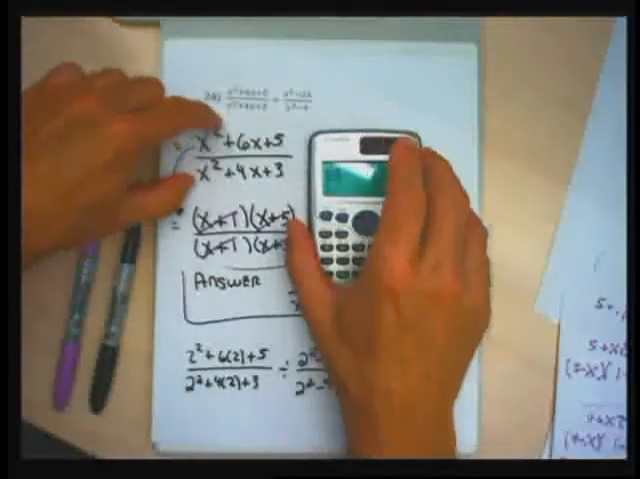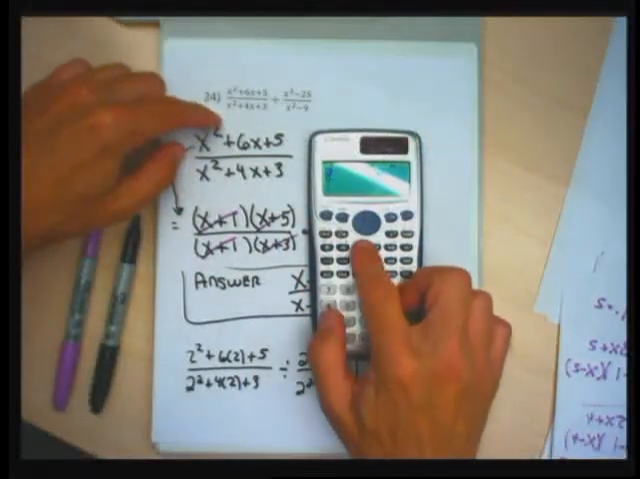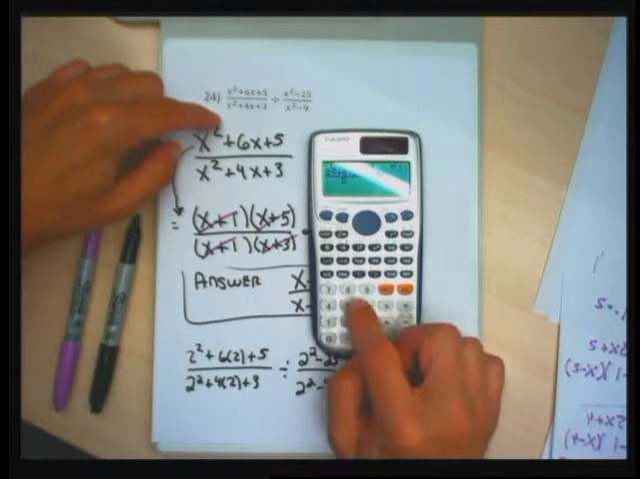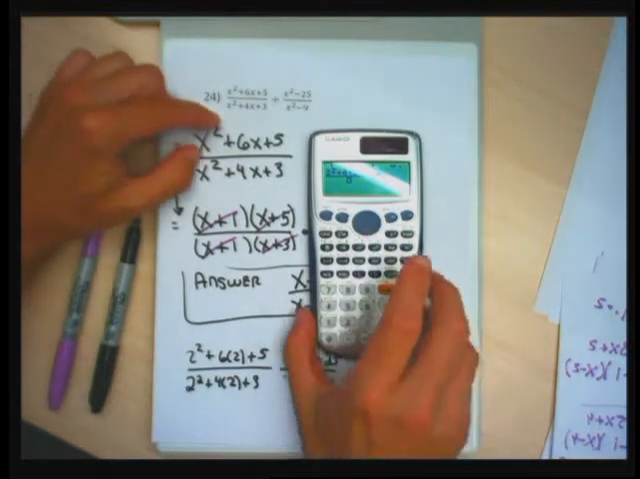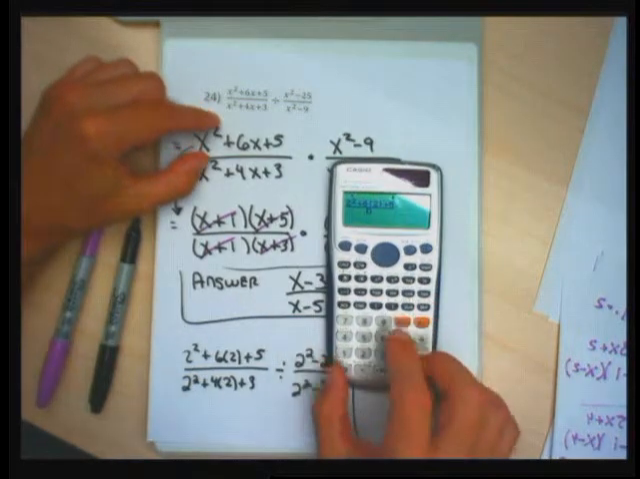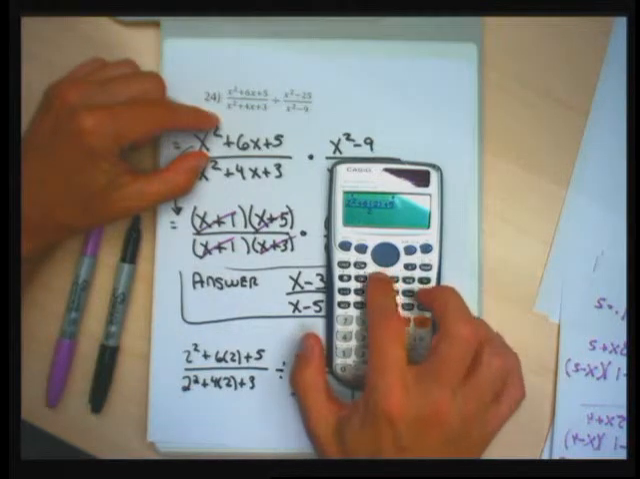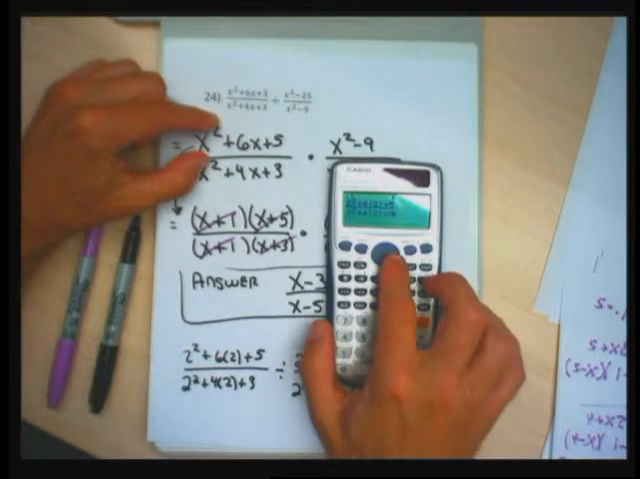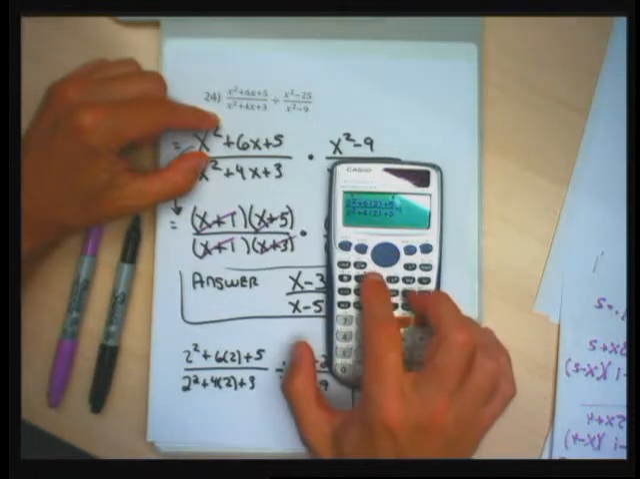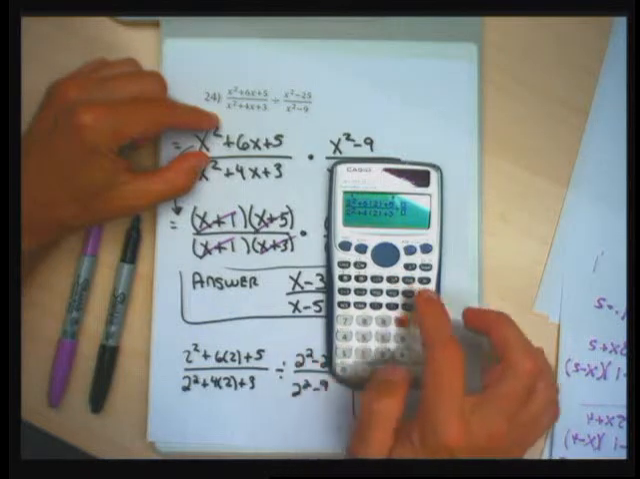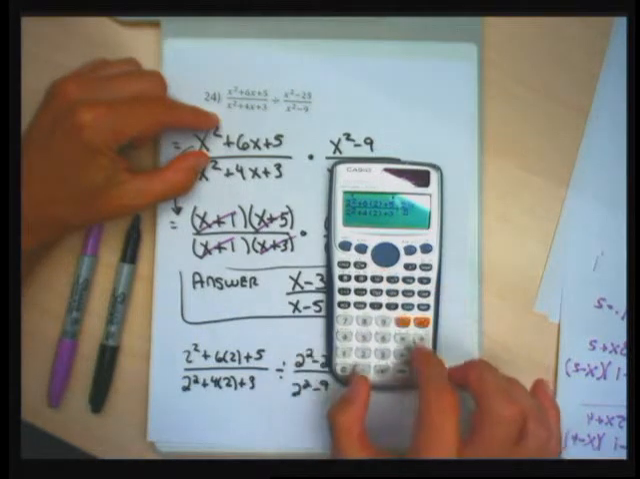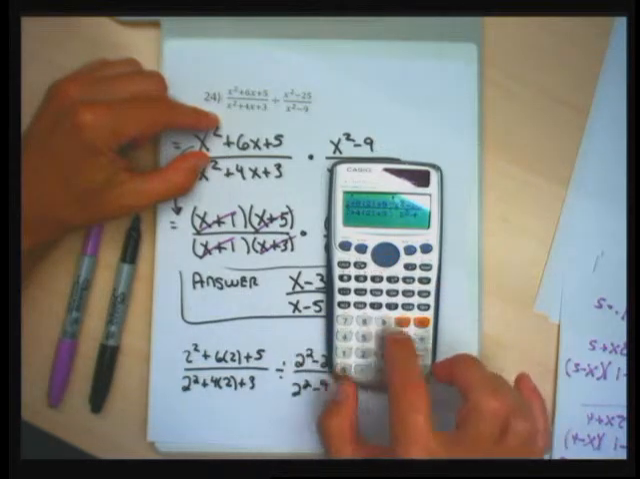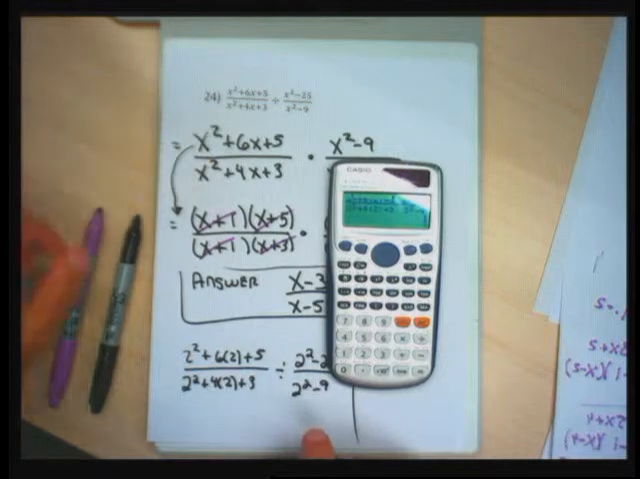So first plugging in 2 for these x's. So fraction 2 squared plus 6 times 2 plus 5 over 2 squared plus 4 times 2 plus 3 divided by fraction 2 squared minus 25 over 2 squared minus 9 equals, I get 1/3.